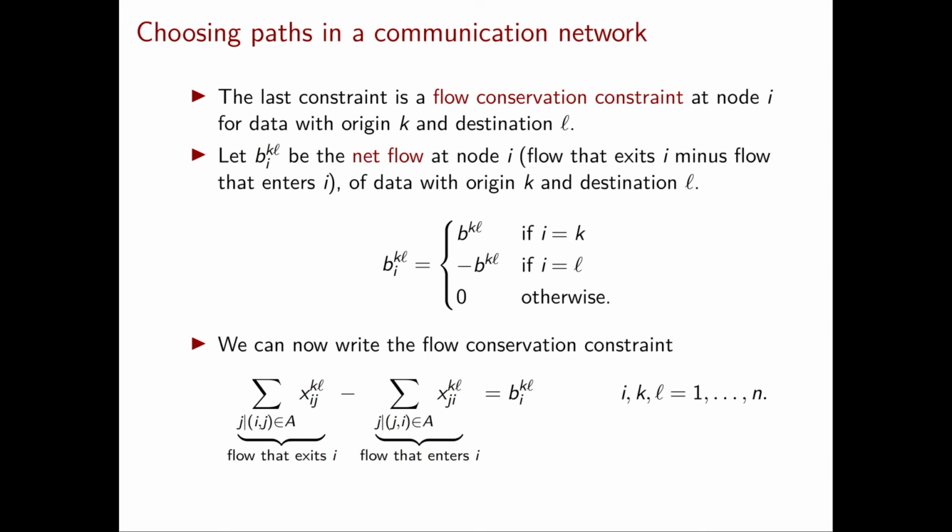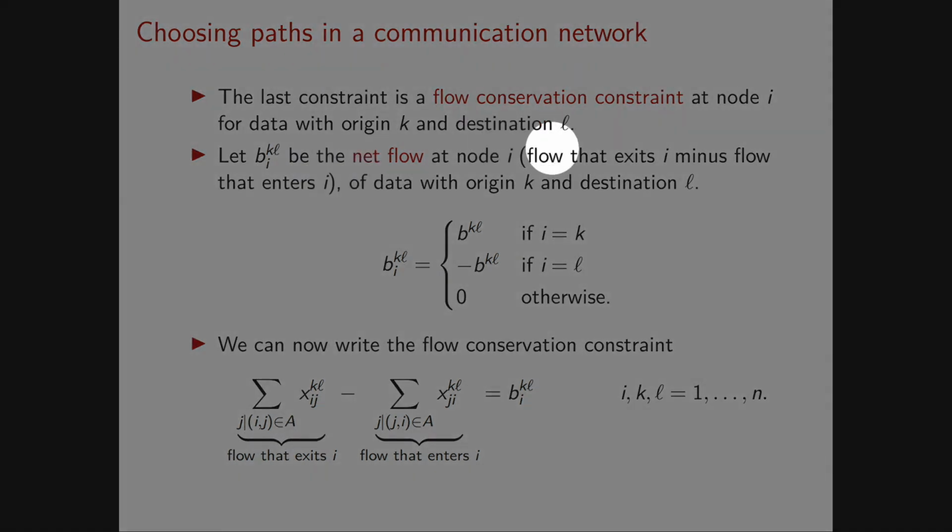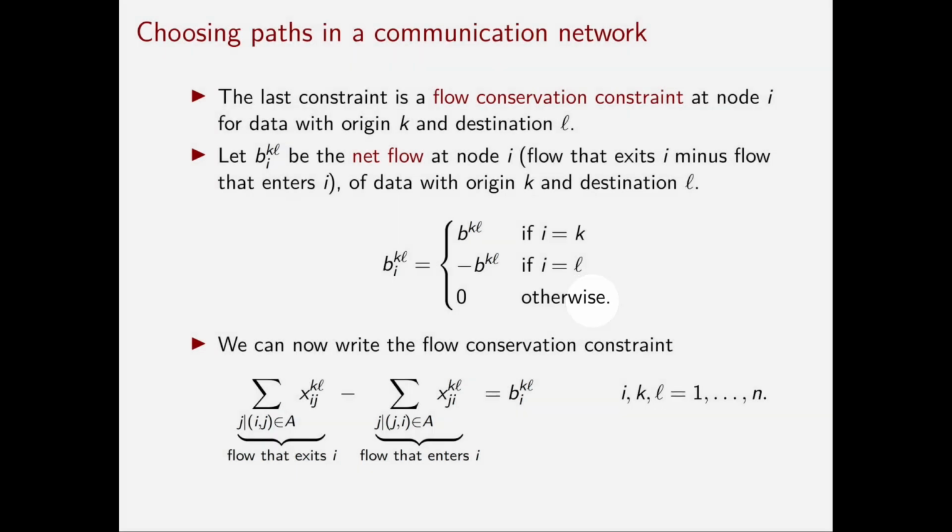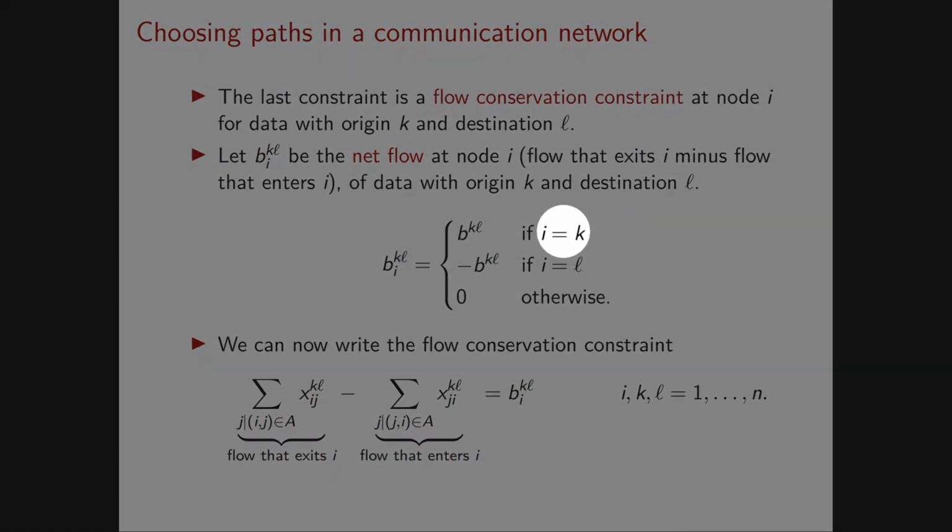This represents this quantity that we just discussed, namely the amount of data from K to L that is generated in I. Formally, this is the flow that exits I minus the flow that enters I. So how is this quantity defined? Well, it is of course 0 if I is different from K or L. On the other hand, if it is equal to K, then BKL is generated in such a node, and if I is equal to L, then BKL is absorbed in that node, and therefore we're going to write minus BKL.